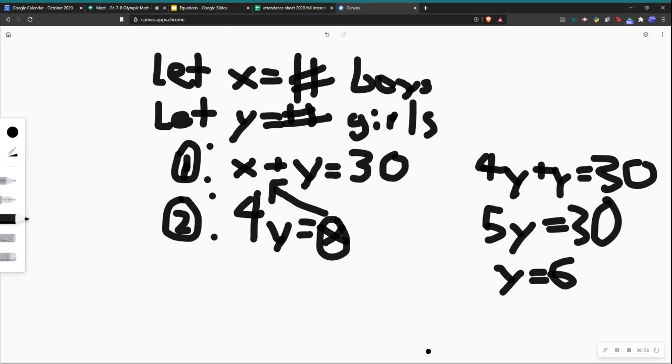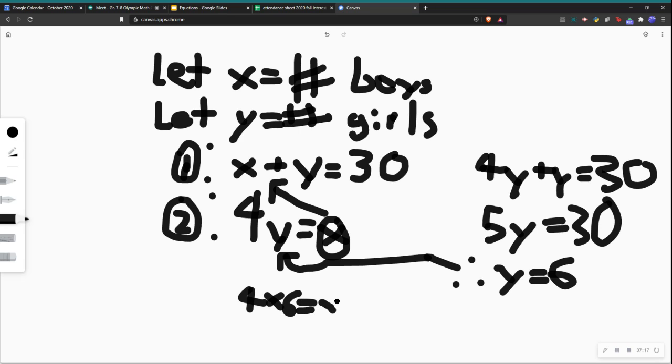So we're almost done. Now we have to solve for the number of boys. So we substitute this into equation 1 or equation 2. We can do it into equation 2 right here. So 4 times 6 would be equal to x. Right. So x is equal to 4 times 6, which is 24. So our final solution is that there are 24 boys and 6 girls in the Olympic math class.